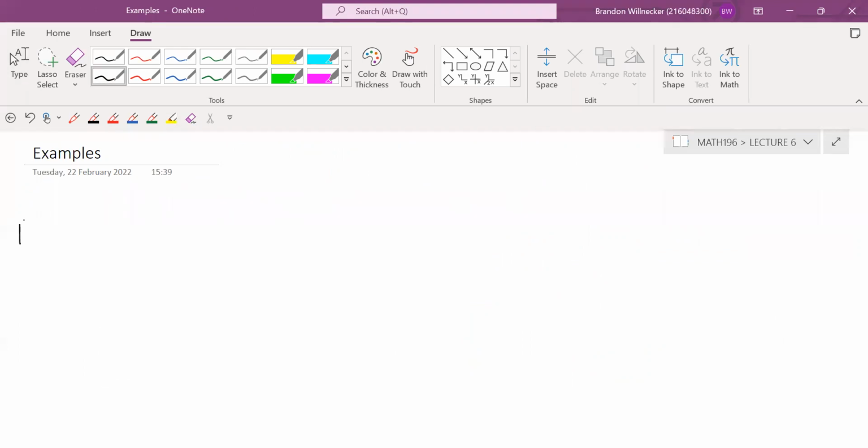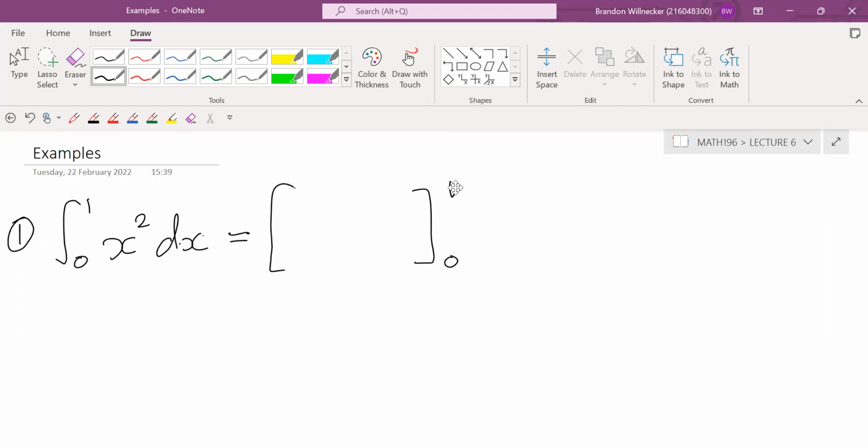So example number 1. Let's calculate the integral from 0 to 1, x squared dx. We want to calculate this definite integral. This is pretty simple. We could use the old way of using the limit of a Riemann sum, but now we're going to try doing it the new way, using FTC2. So what we do is this little halfway step, put the square brackets from 0 to 1. Now we need to find the antiderivative.